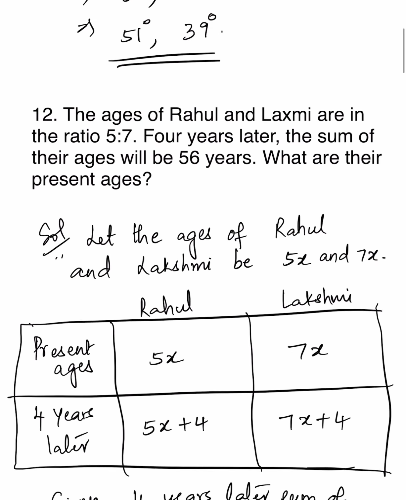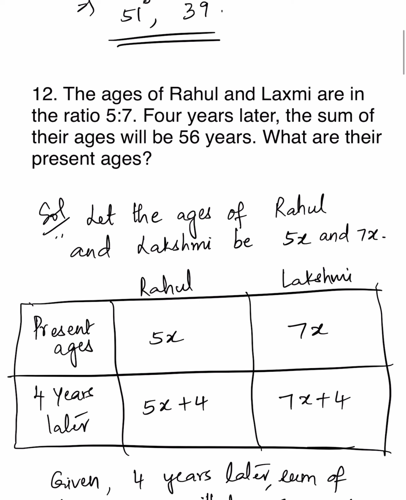The ages of Rahul and Lakshmi are in the ratio 5:7. 4 years later, the sum of their ages will be 56 years. What are their present ages? So, it is given that the present ages of Rahul and Lakshmi are in the ratio 5:7. Therefore, let us assume that the ages of Rahul and Lakshmi are 5x and 7x.